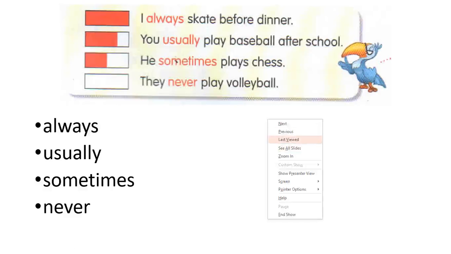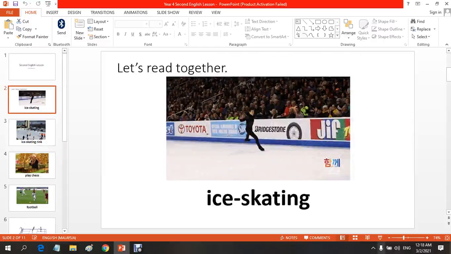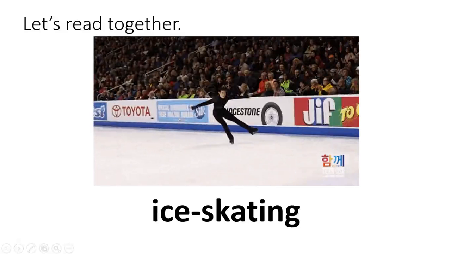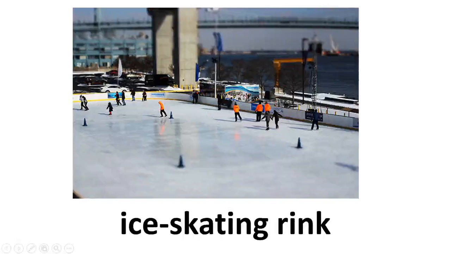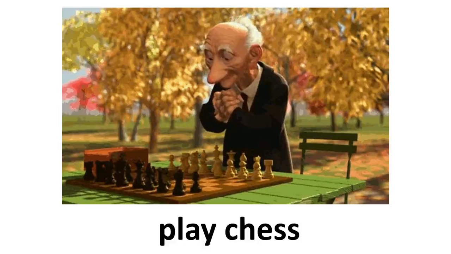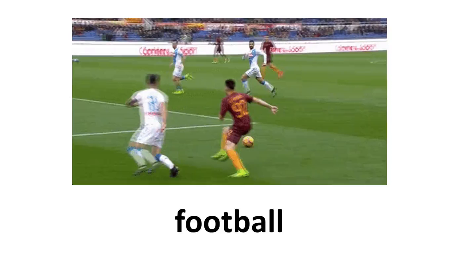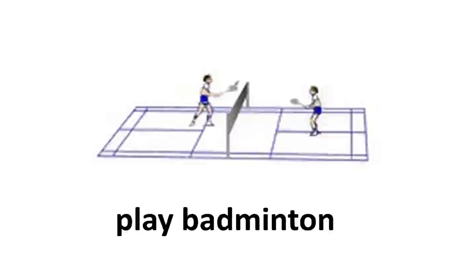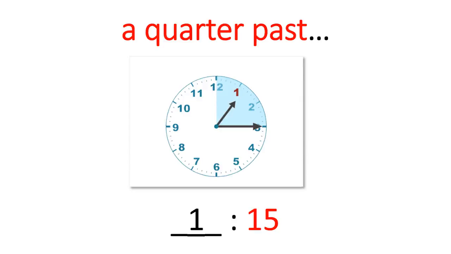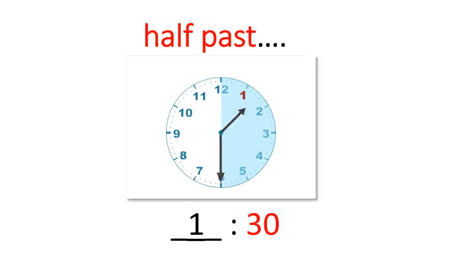Okay, now let's try to read again all of the vocab. Try to read and memorize the word. Number 1, ice skating. Ice skating rink. Play chess. Football. Play badminton. A quarter past. Half past.